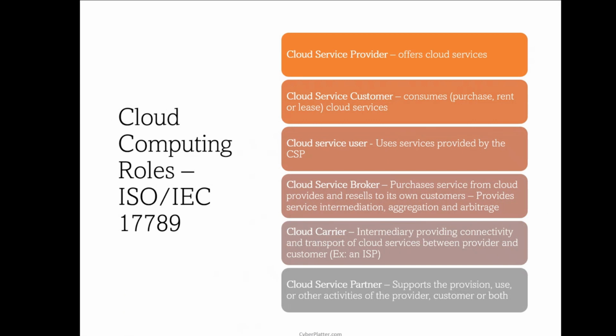We will talk about cloud computing roles here. ISO IEC 17789 specifies the cloud computing reference architecture. Try to remember that ISO 17789 is related to cloud reference architecture, and this reference architecture includes computing roles, computing activities, cloud computing functional components, and their relationships. Okay. The first one here is cloud service provider. It is the company that provides you the cloud services.